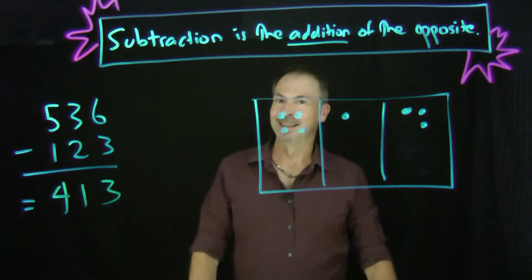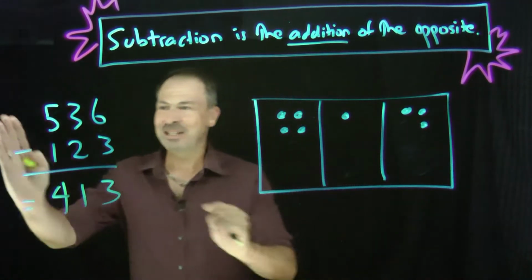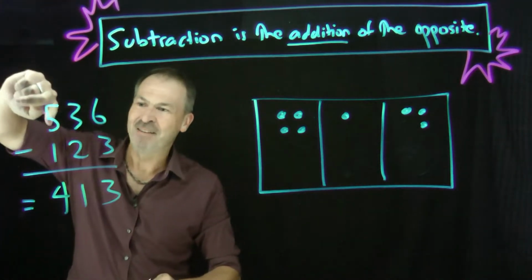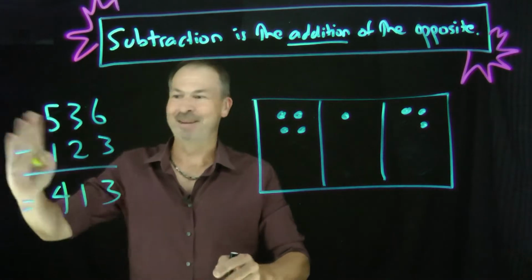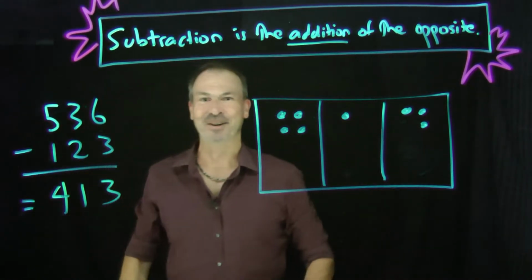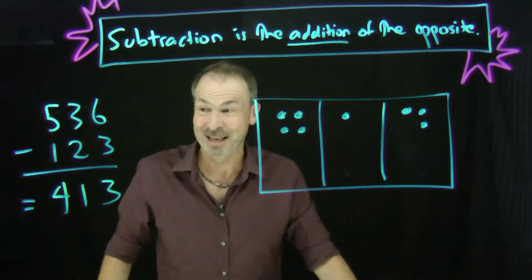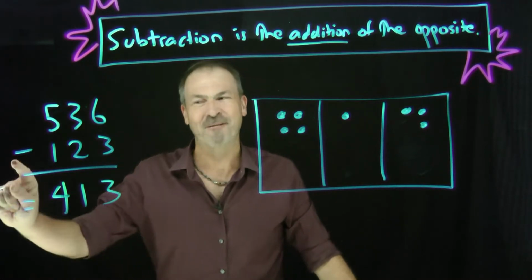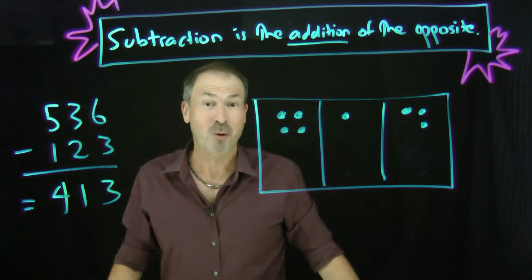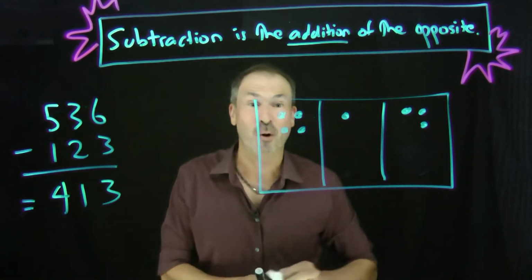Now if I look at that, I can say, oh, it's just as though I went left to right, five take away one is four, three take away two is one, six take away three is three. Left to right again, and there's the answer. Whoa, it seems like everything is left to right. This is great. All right, but you might be saying, James, that was a very nice subtraction problem. You should do a more complicated one. Okay, let's do a more complicated one.